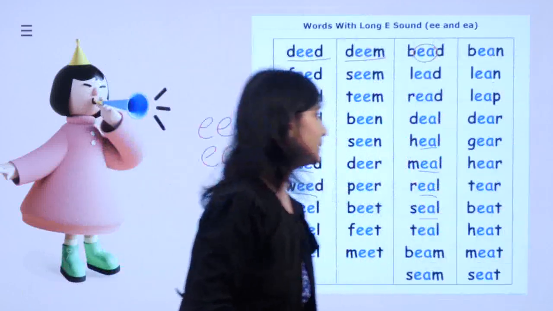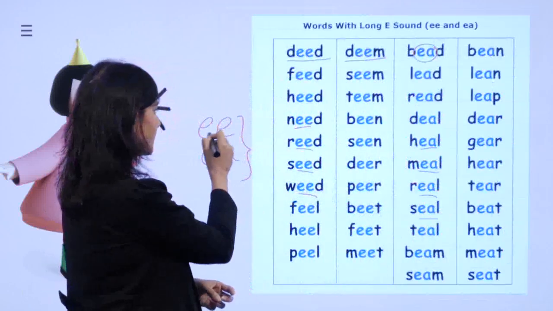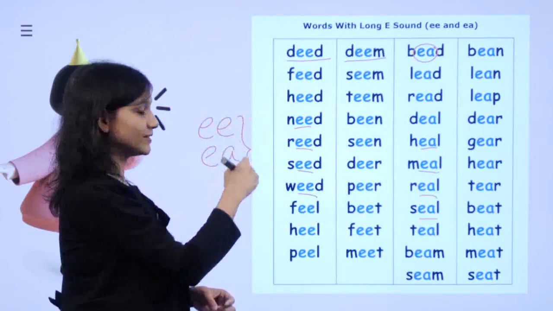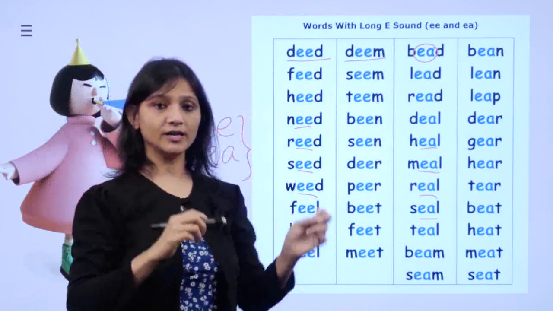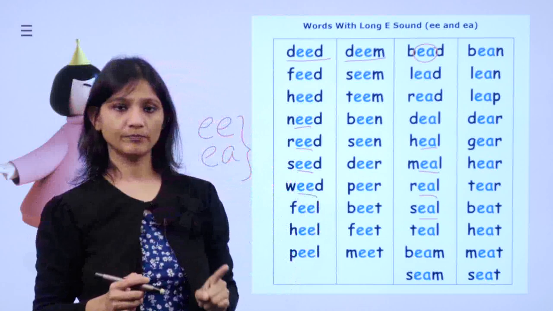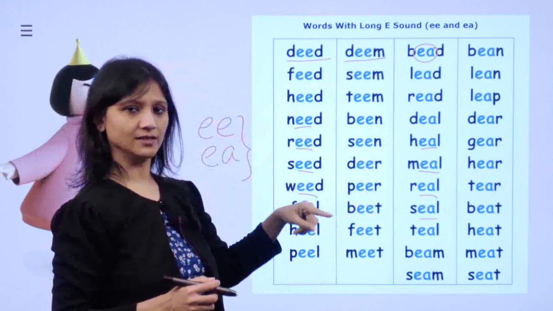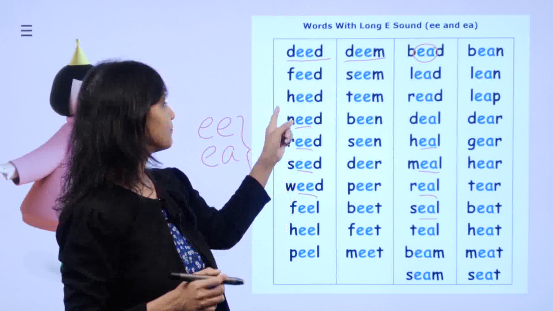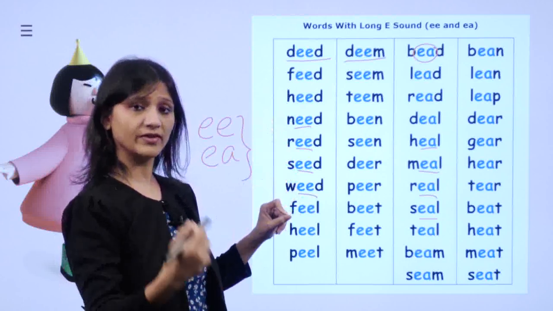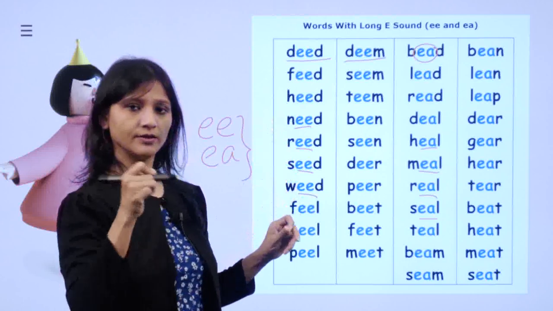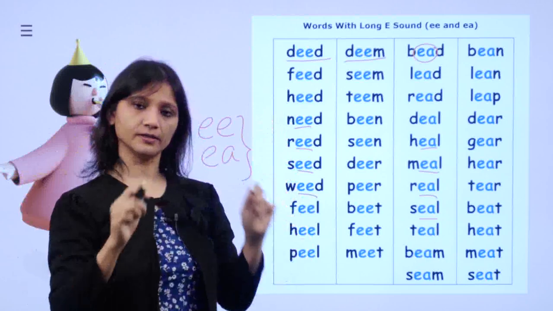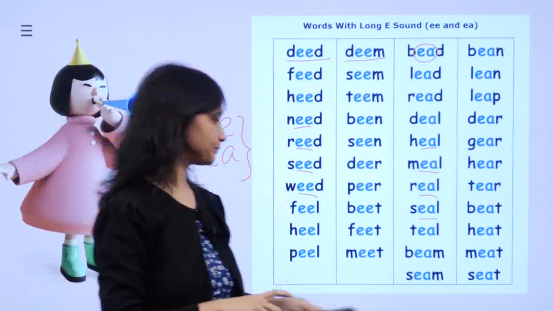Next, we are going to see E. So, E with another E or E with A, sound is E. Okay? Heel, meal, reel, seal. Or we say read, heed, need, feed, seed. They either have E-E or E-A, the sound is always E.